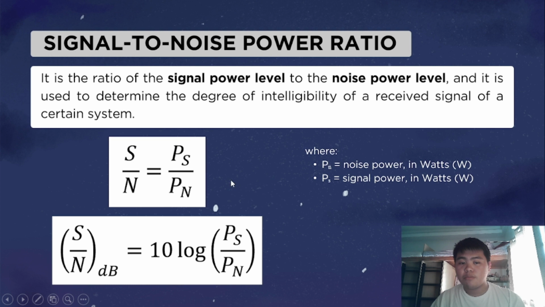We can also express the signal to noise power ratio in terms of decibels, which can be expressed as 10 times log of P sub S over P sub n, or simply 10 log S over N, in order to determine the signal to noise power ratio in decibels.